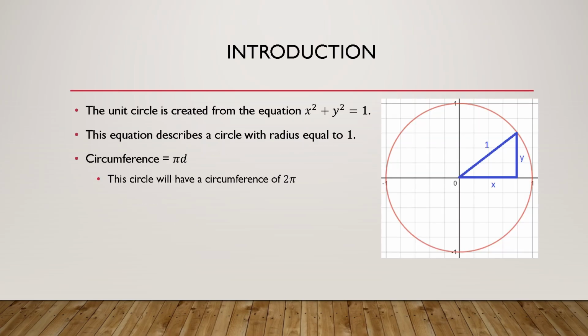The unit circle is created from the equation x squared plus y squared equals 1. This equation describes a circle with radius equal to 1. Since the circumference of a circle equals pi times the diameter, this circle will have a circumference of 2 pi. Note that if we apply the Pythagorean theorem to the inscribed triangle, we can also arrive at the same equation.